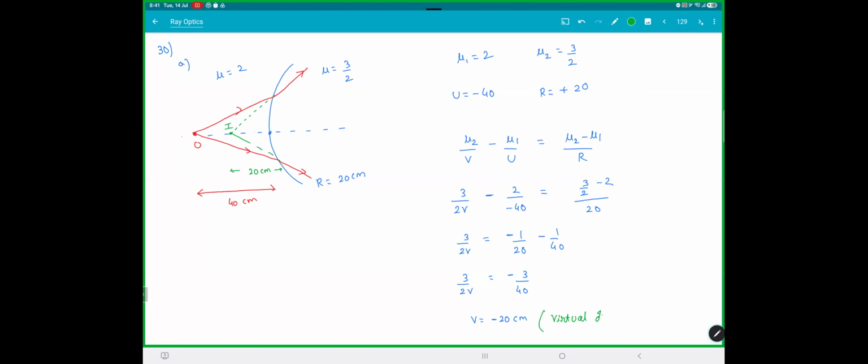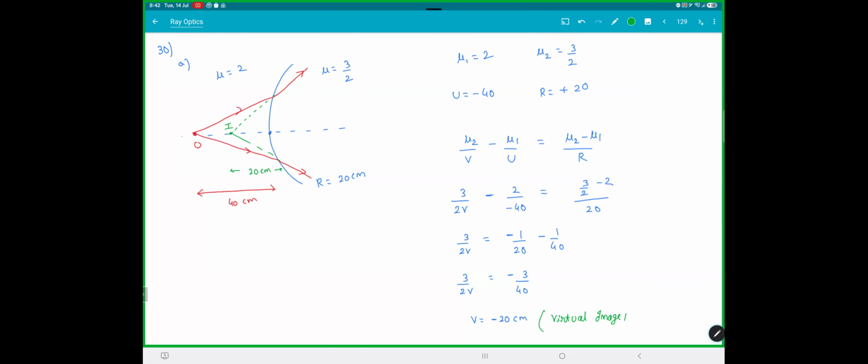That is how you decide whether something is virtual or real. If they're meeting on the right side, then they would have converged. So if you're getting the image on the left side, the rays have diverged. Are you clear with this? The ray diagram is always important. That will give you an understanding of what is happening. All clear with this?